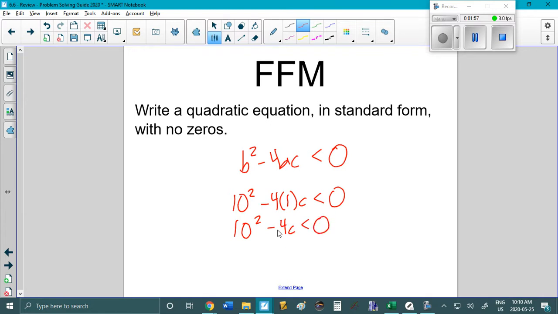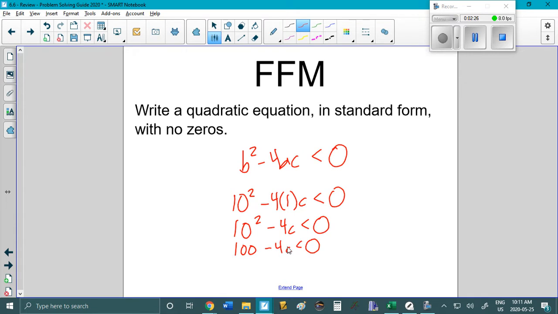So if you check this out here, basically, if we have 10 squared, that's 100. So 100 minus 4c is less than 0. We just have to put a number here for c that will make this whole thing be less than 0. Let's put in 1. This will be 100 minus 4. That's a lot bigger than 0. So let's put in like 20. So 100 minus 4 times 20, 100 minus 80, still greater than 0.